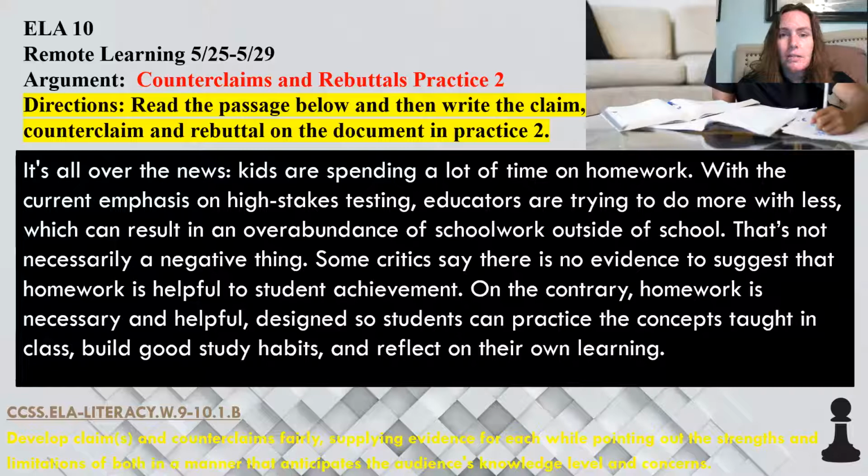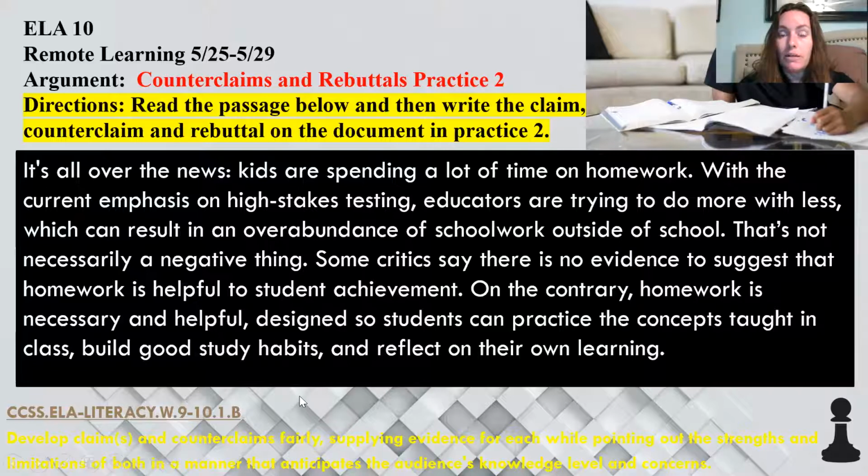It's all over the news. Kids are spending a lot of time on homework. With the current emphasis on high-stakes testing, educators are trying to do more with less, which can result in an overabundance of schoolwork outside of school. That's not necessarily a negative thing. Some critics say there is no evidence to suggest that homework is helpful to student achievement. On the contrary, homework is necessary and helpful, designed so students can practice the concepts taught in class, build good study habits, and reflect on their own learning.